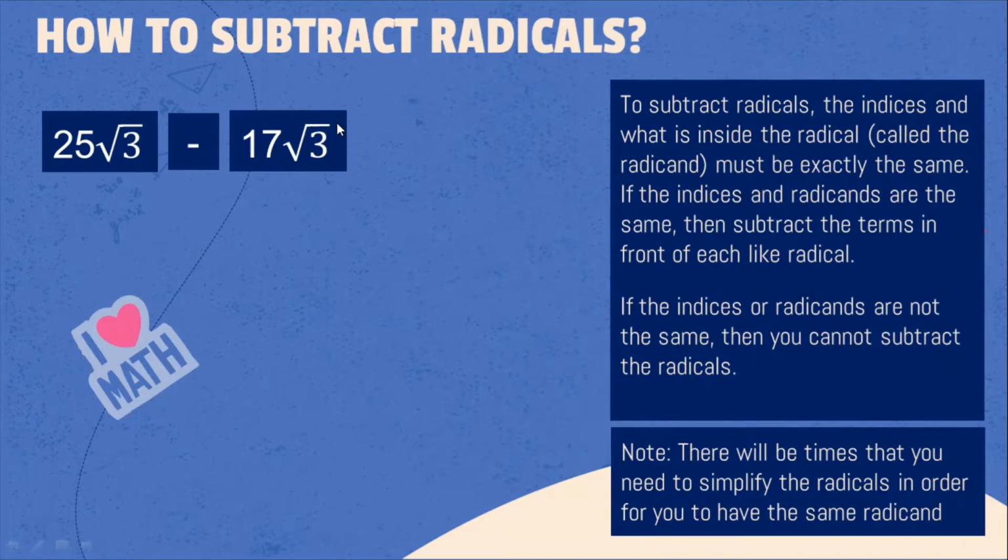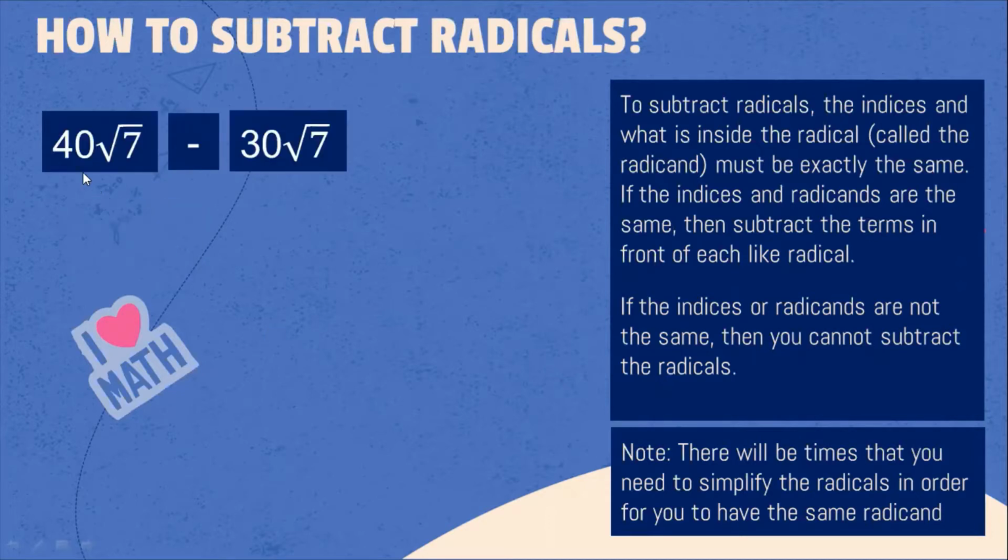That means we can subtract this one, then subtract the terms in front of each like radical. We will be subtracting the terms beside it, or the numbers beside it. That's 25 minus 17. That is 8, the square root of 3. We will just be copying the radical. As simple as that. If we have the same indices and same radicand, that means we can subtract the two terms. Then subtract 25 minus 17, that is 8. Then copy the radical, that is 3.